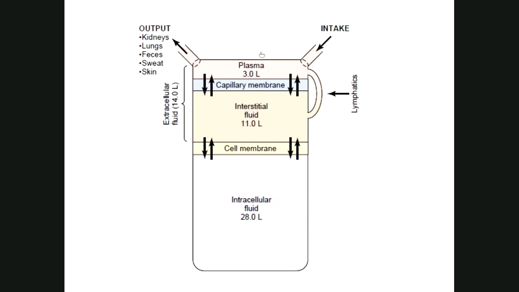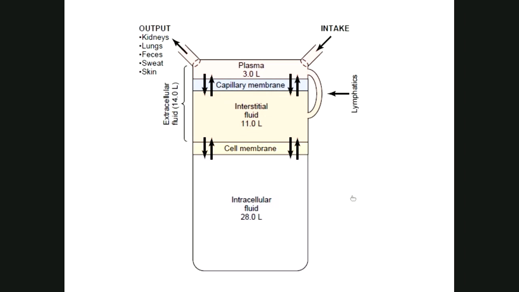But this 3 liter is in direct exchange with the interstitial fluid through the capillary membrane, and that interstitial fluid volume is around 11 liter, while the majority of the fluids in our body, which is the intracellular fluid, around 28 liter, is in exchange with the interstitial fluid. So that's how, if there is any problem, it's going to change stage by stage from intracellular to interstitial, then it will reach the plasma.